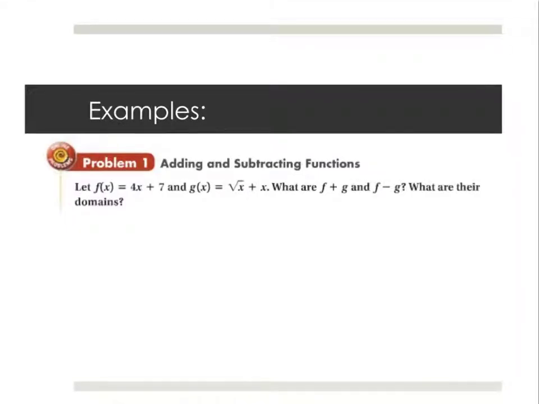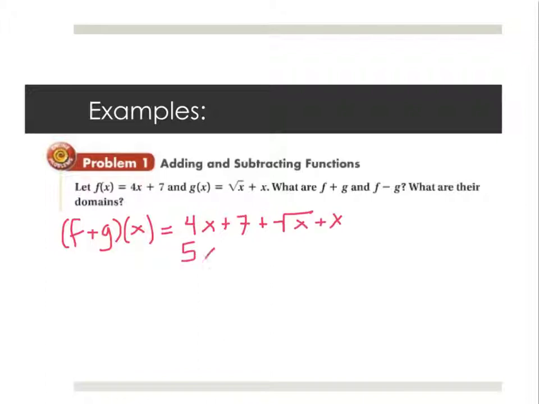Okay, so we're going to let f of x equal 4x plus 7, and g of x is the square root of x plus x. We're going to find f plus g and f minus g, and then we're going to state their domains. So let's start with f plus g. We first want to take the two functions and add them. So f plus g of x, which is one way to write it, would be f of x, 4x plus 7, plus g of x, which is square root of x plus x. And we're going to combine like terms and have 5x plus the square root of x plus 7. And this is f plus g of x.